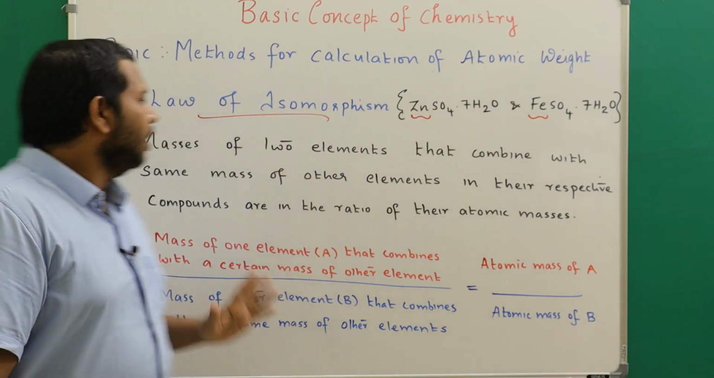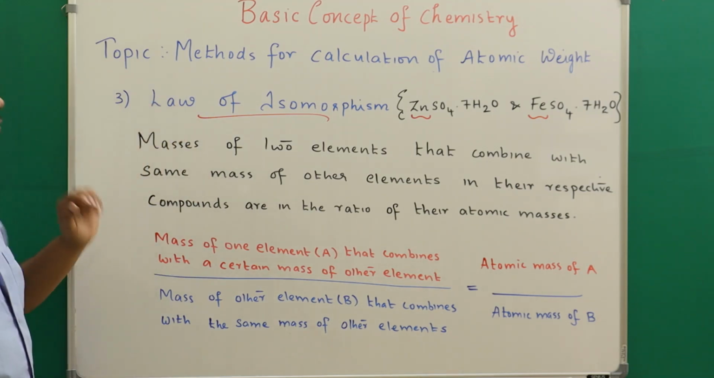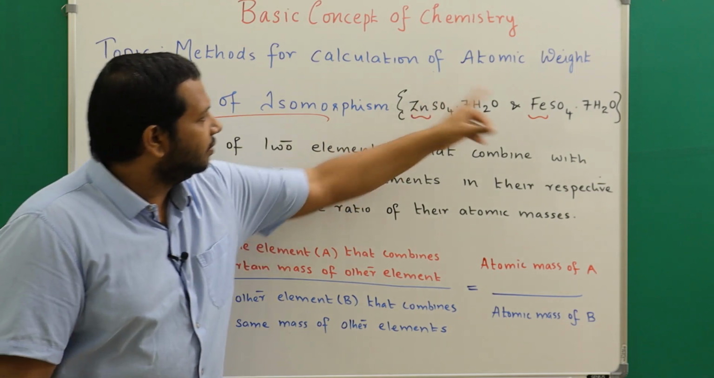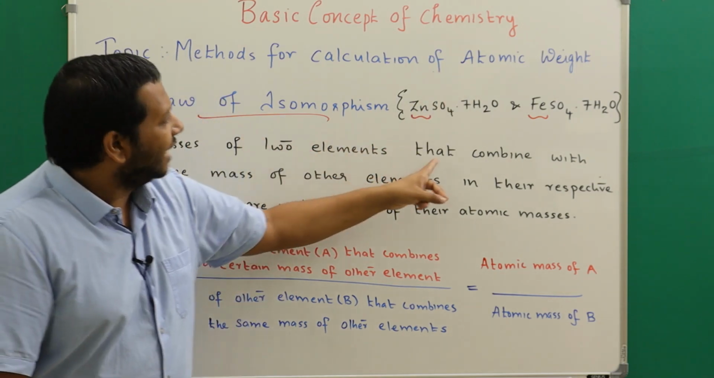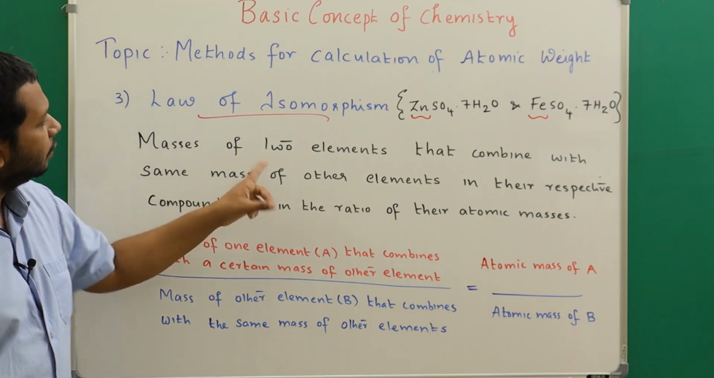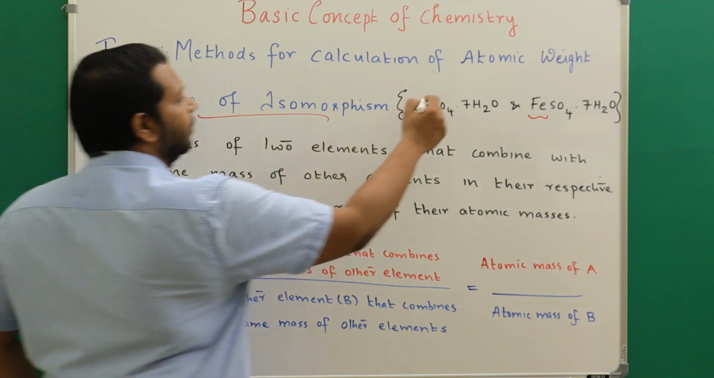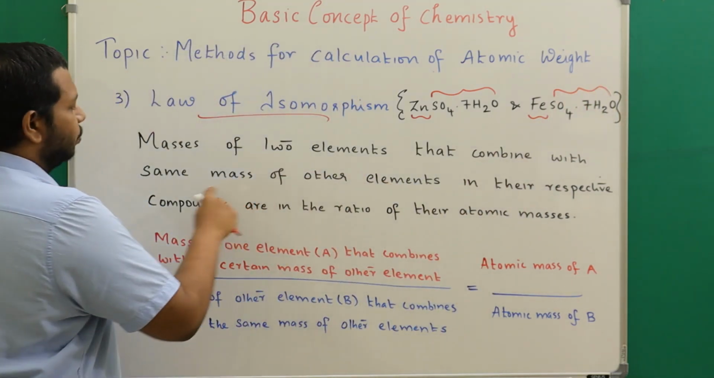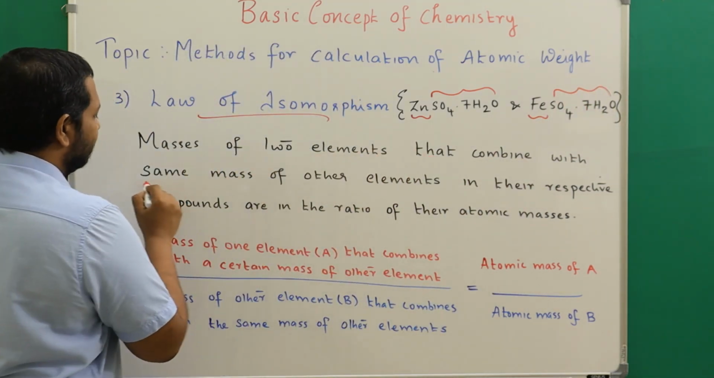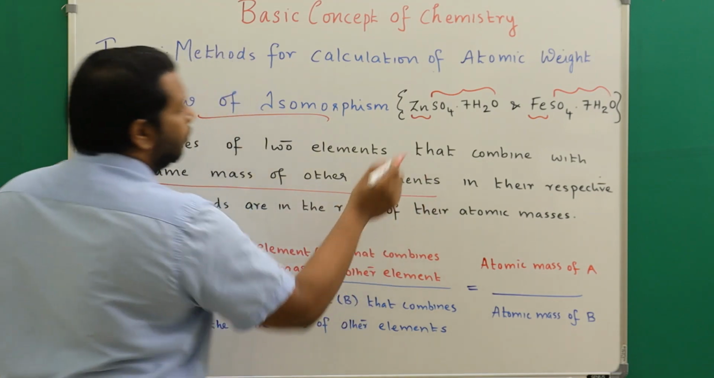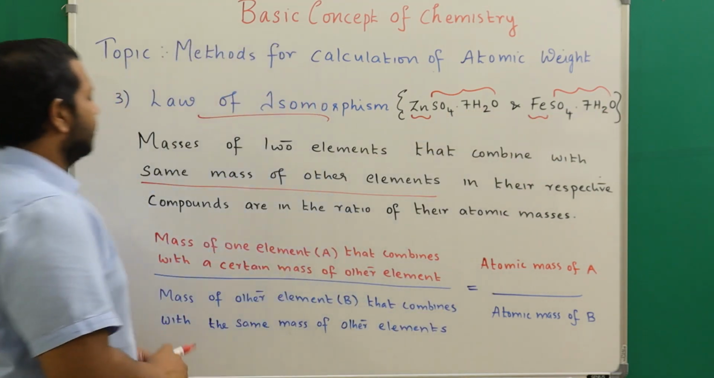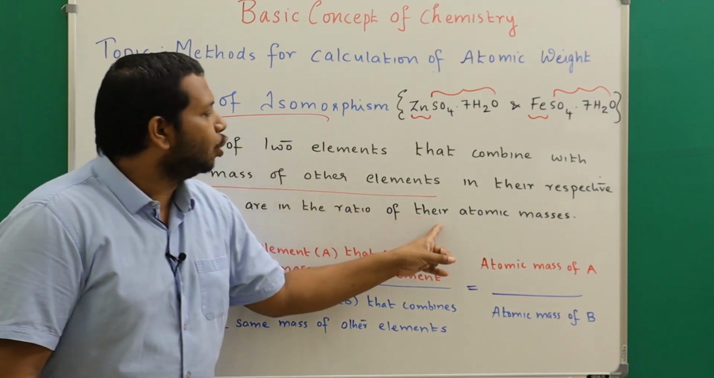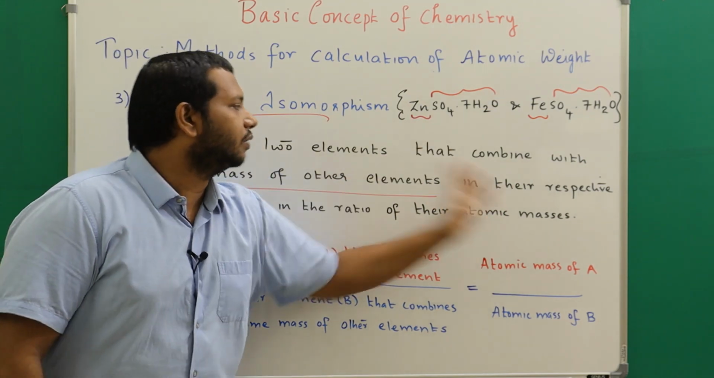Very, very important. Now if you read the statement, what is the law of isomorphism? It states that the masses of two elements, let it be zinc and iron, that combine with some mass of other elements, here the other elements being this one, that combine with the same mass of other elements in their respective compounds, are in the ratio of their atomic masses.